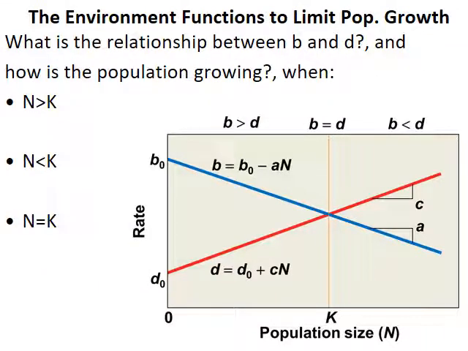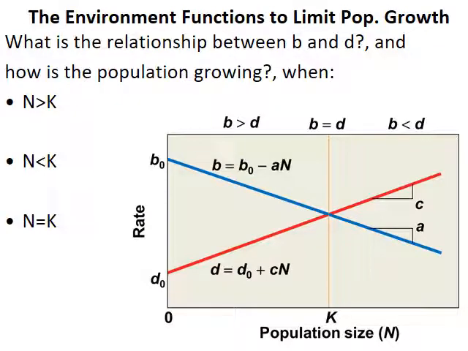So you can see that we've got 3 parts of this graph here. On the left, we have where B is greater than D, birth rate is greater than death rate. On the right, we have a birth rate that is less than the death rate, and at K, our maximum sustainable population size, birth rate equals death rate.